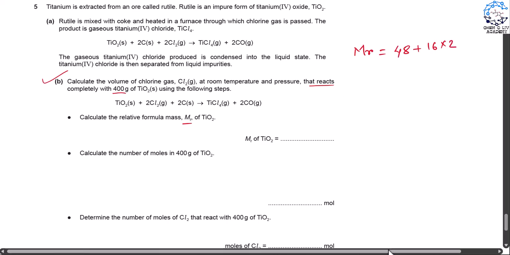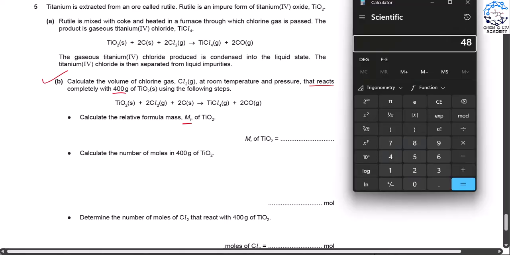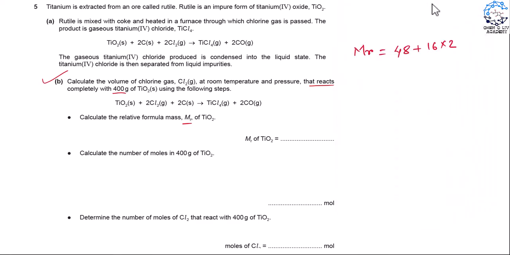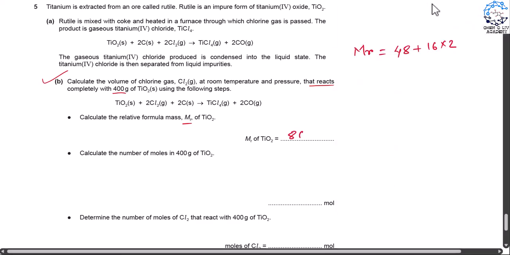So 48 plus 32 gives us 80. So 80 is the MR. Okay, MR of TiO2 is 80. Calculate the number of moles in 400 gram TiO2. So quickly, mole equals mass divided by MR. So mass is 400 divided by 80. So let's do it. 5.